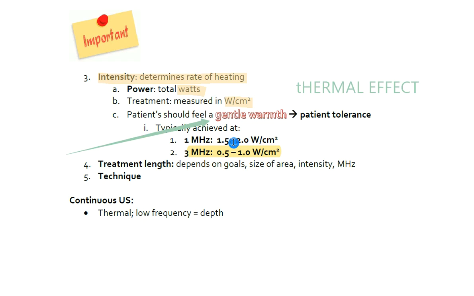So with 3 megahertz, which is going to be more superficial, you're going to go for a lower intensity. 1 megahertz, you're going to go deeper for higher intensity. Treatment length is going to vary, and the technique is going to vary, and we'll practice these things in lab.